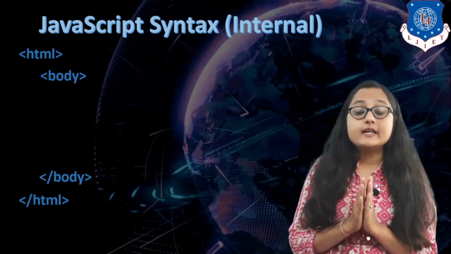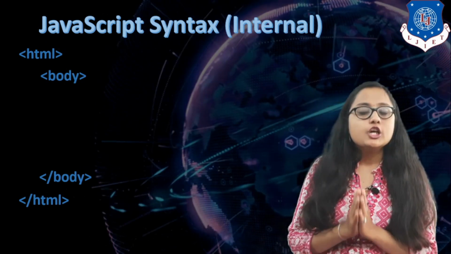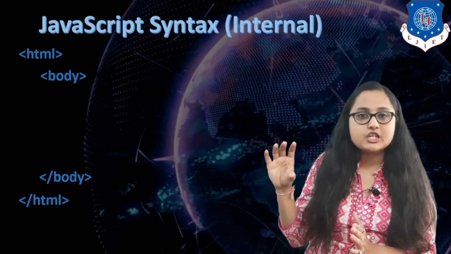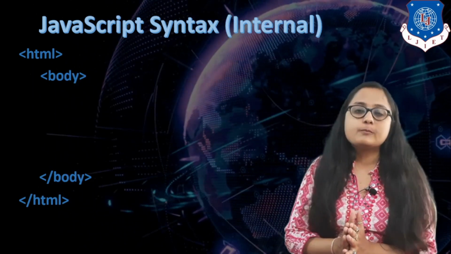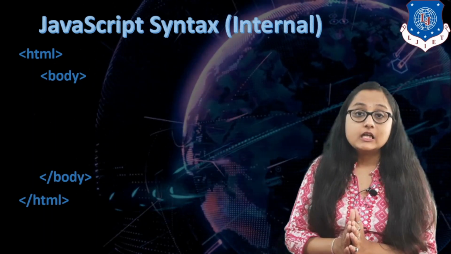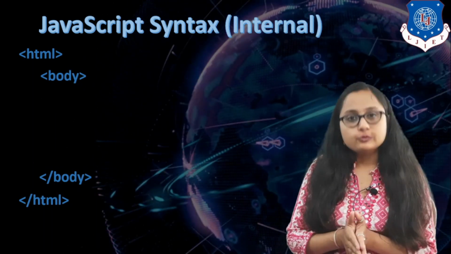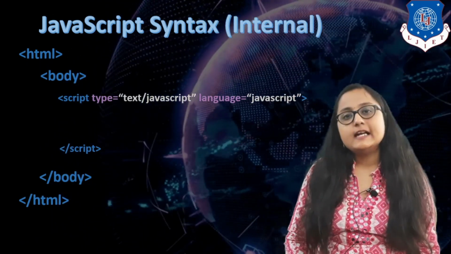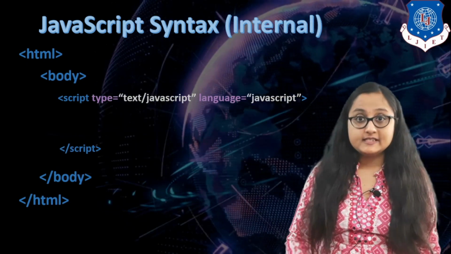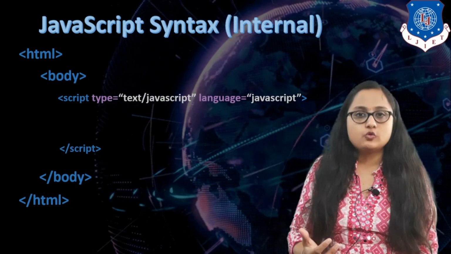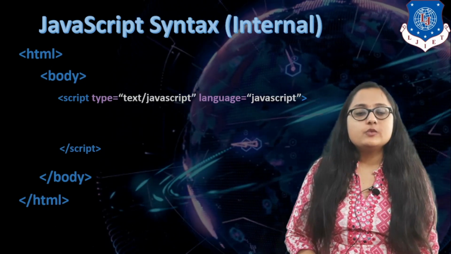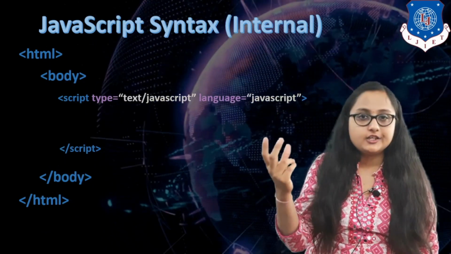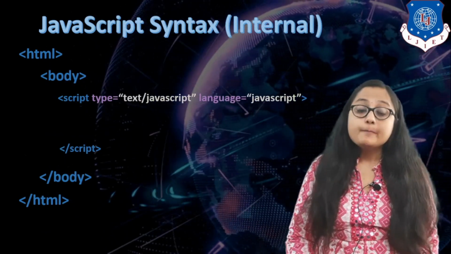Now if you want to write JavaScript internally into HTML, you have two options. Either you can write it into your head portion of your HTML page, or you can write into your body portion of your HTML page. It is up to you, right? Now for making the HTML web page understand that this is your JavaScript code, what is the tag that you will use? Here you can see that the script tag has to be written. Either you write it in head or you can write it in your body portion.